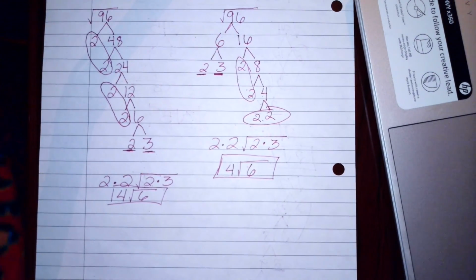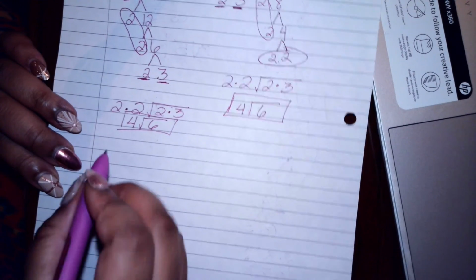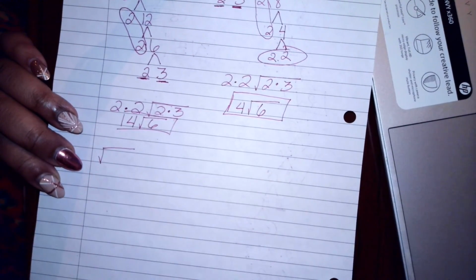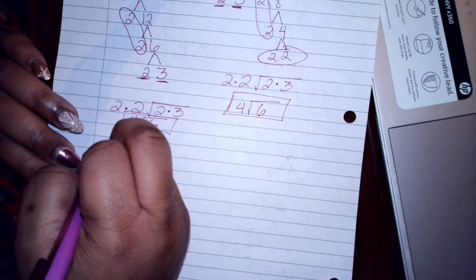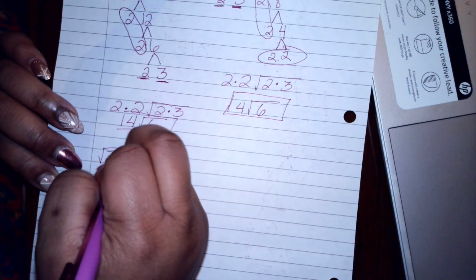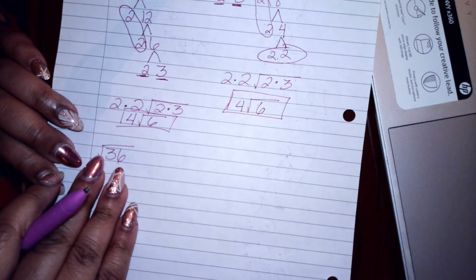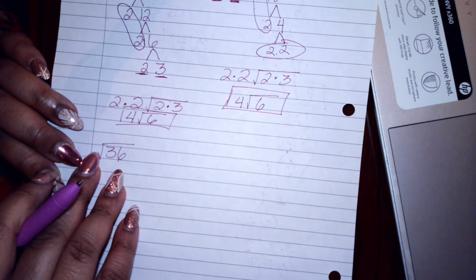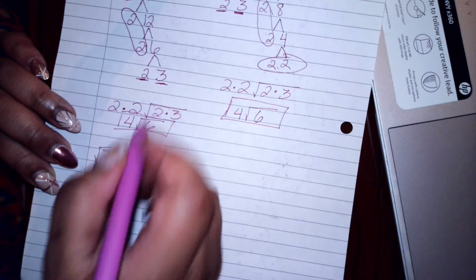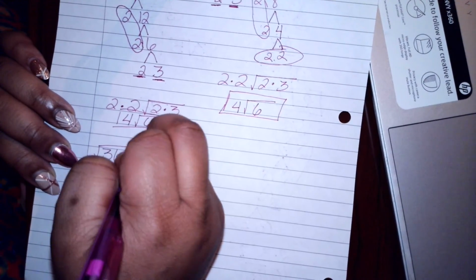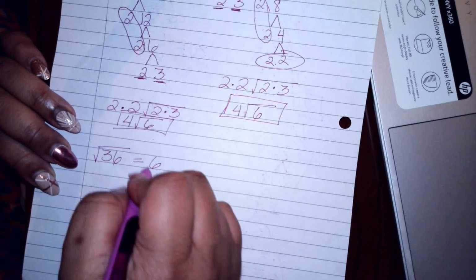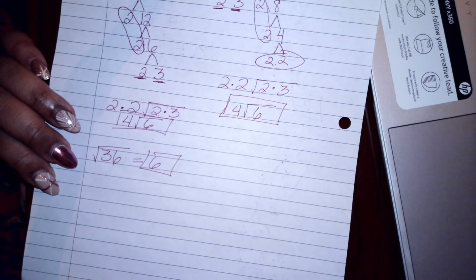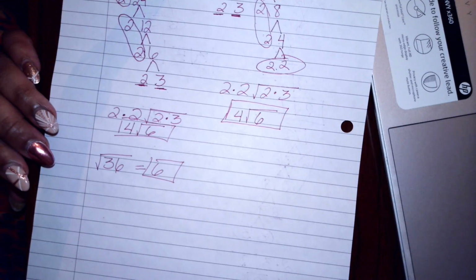Oh yeah, one more thing, just because when it's a regular perfect square, you just leave it as is. So the square root of 36 is just going to equal 6. And then that's going to be your answer, because 6 times 6 is 36.